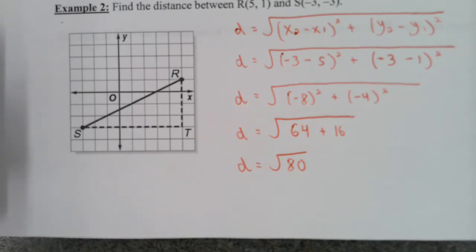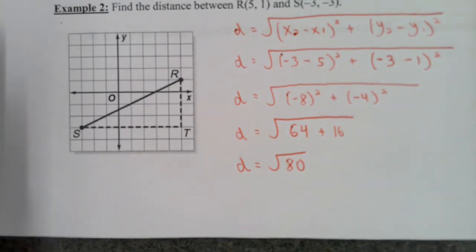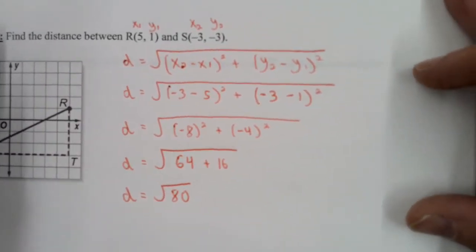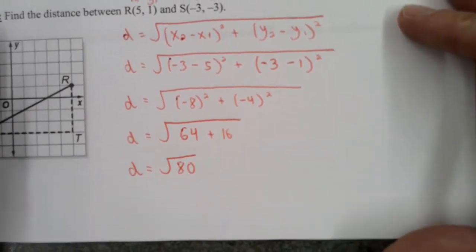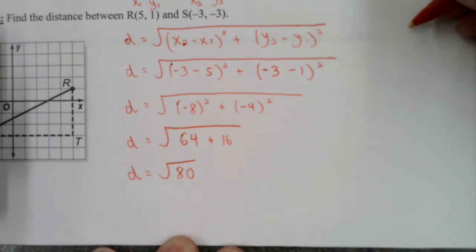Okay. Now this is going to be a little tricky. You have to simplify that like you did in Algebra 1. So let me go over here and do this. You have to simplify that with perfect square numbers. What are perfect square numbers?